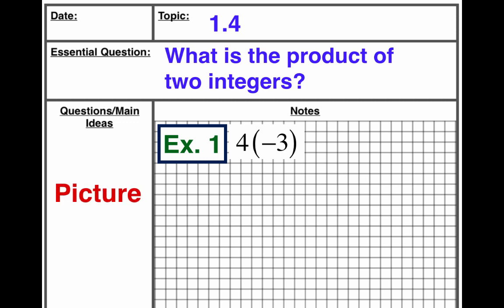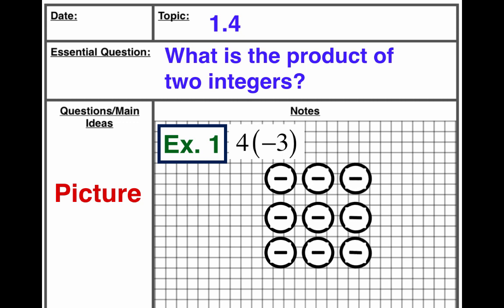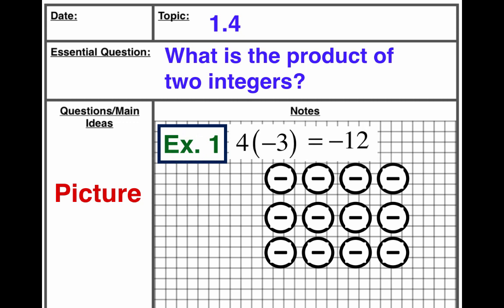So 4 times negative 3 means you have 3 negatives. But how many of them do you have? You have 4 times them. So I'm going to make 4 rows of these negatives. This would be 4 rows of negative 3. So how many negatives do I actually have? I have 12 of them. So my answer is a negative 12. And the picture is really nice. It's a good visual so we can see kind of what's going on here.